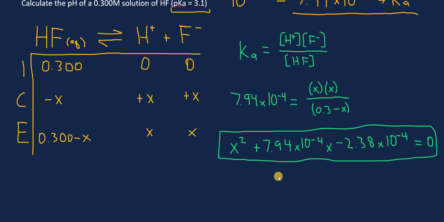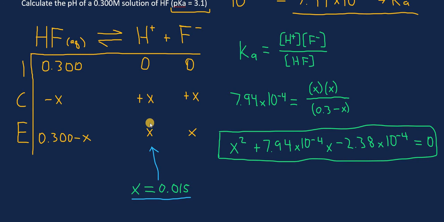So now that we've got this in quadratic form, you decide which avenue you want to go down to solve for x. If you have the quadratic formula programmed into your calculator, feel free to go ahead and do that, or if you want to do it by hand using the quadratic formula, that's fine too. For a full overview of how to use this in the quadratic formula, see the previous video on how to do the algebra of the quadratic formula for these equilibrium problems. So you should get your x as equal to 0.015.